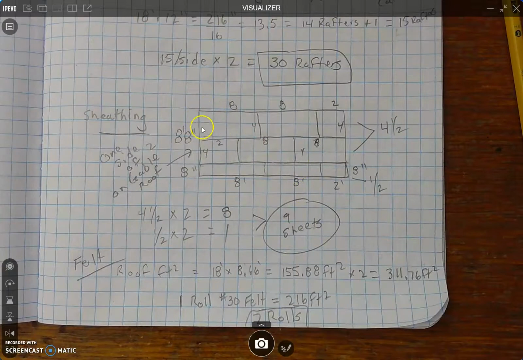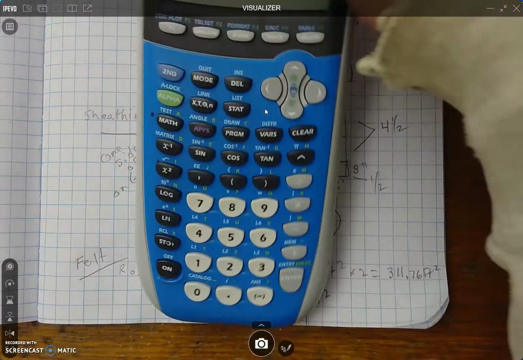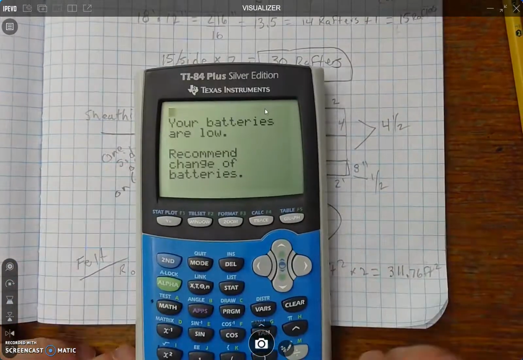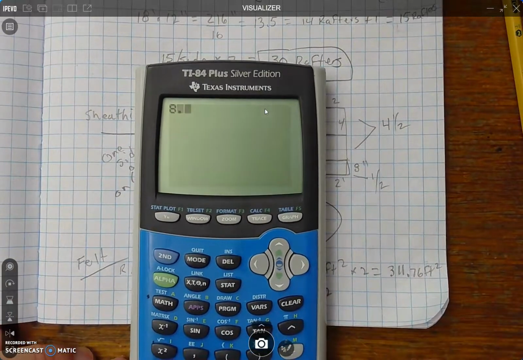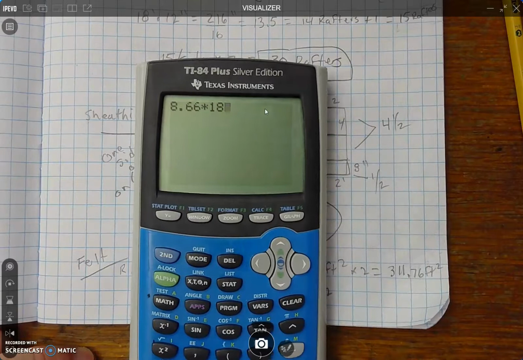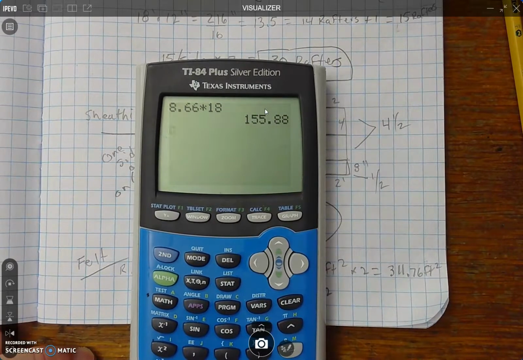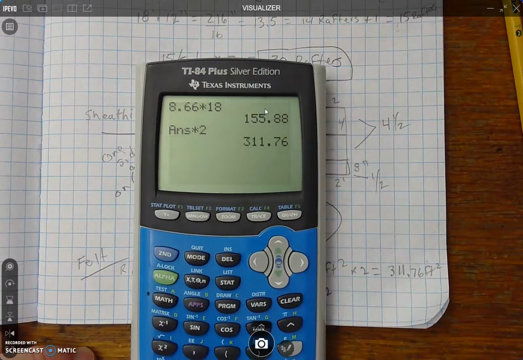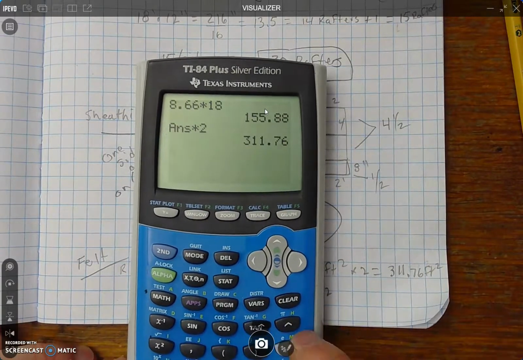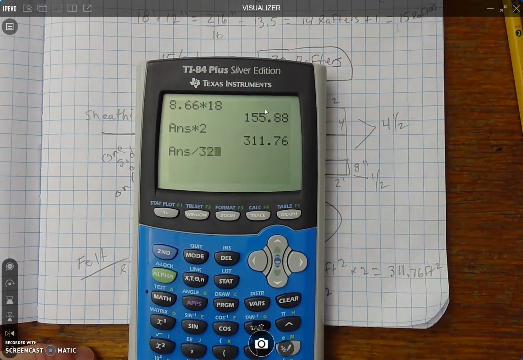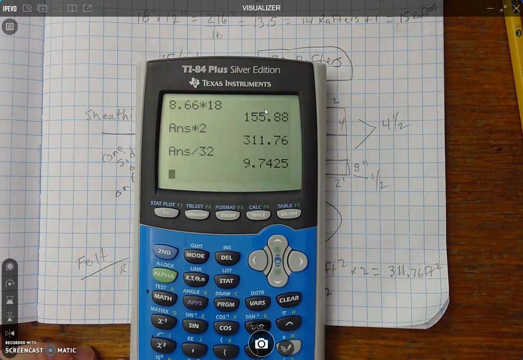If I did this square footage wise, I would take 8 feet 8 inches. Well, 8 inches is, let me think, that's 2/3, I'm sorry, of a foot. So it'd be 8.66 times 18, and I can go ahead and do this. 8.66 times 18 equals 155.88 square feet times 2 sides. So that's my total number of square feet. And each sheet of OSB is going to be 32 square feet. So divide that by 32. And I get 9. Ooh, this is 9.74.